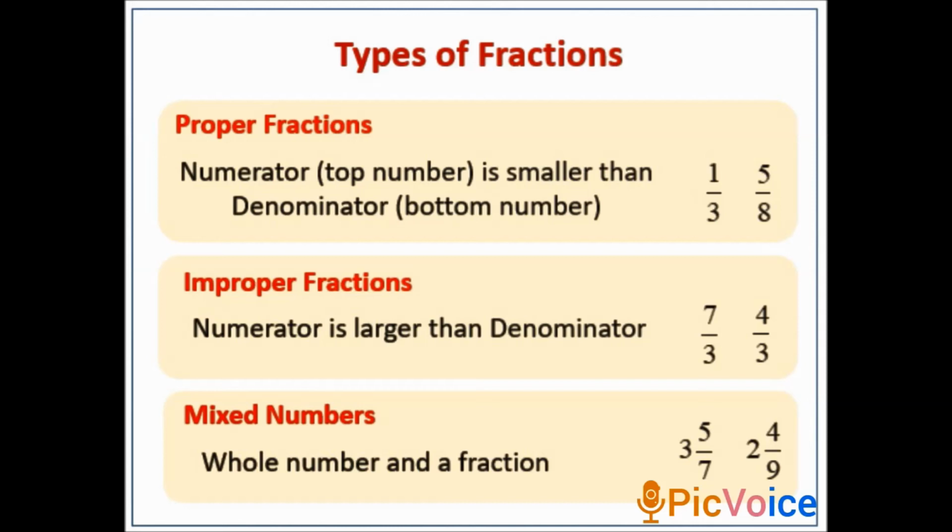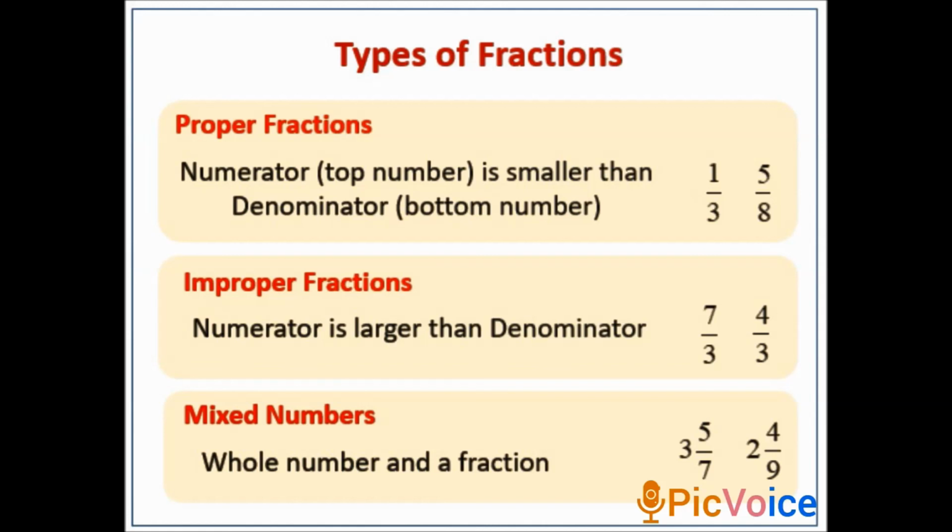Then, improper fractions. What is meant by improper fraction? If the value of the numerator is larger than its denominator. See the example 7 by 3. Observe the value of the numerator, 7. It is larger than its denominator 3. Similarly, see the next example 4 by 3. The value of the numerator 4 is larger than its denominator. So, we are calling these fractions improper fractions.